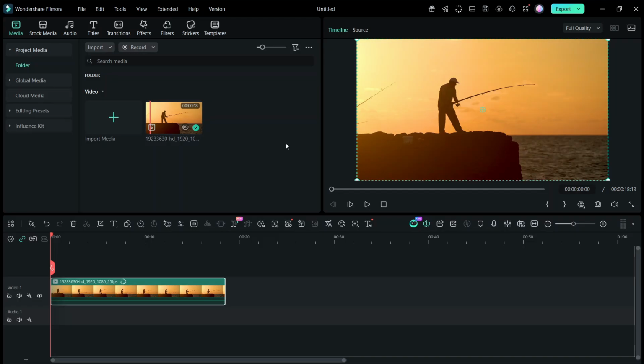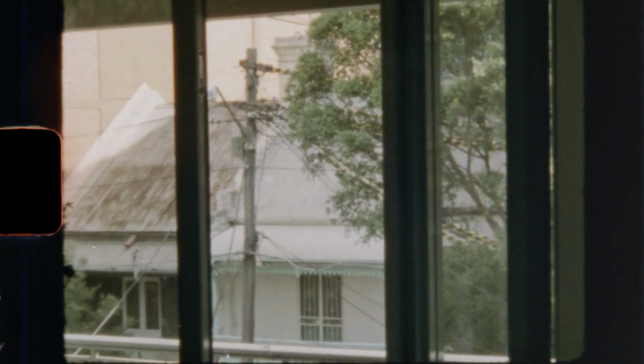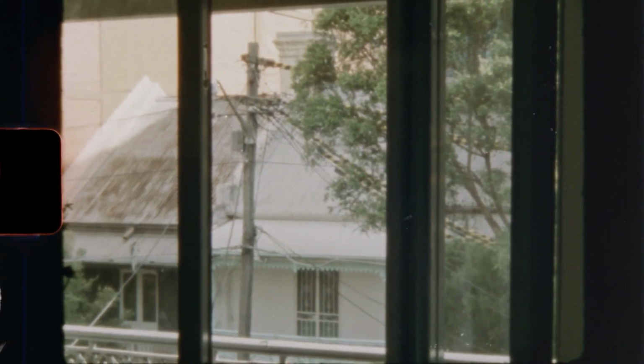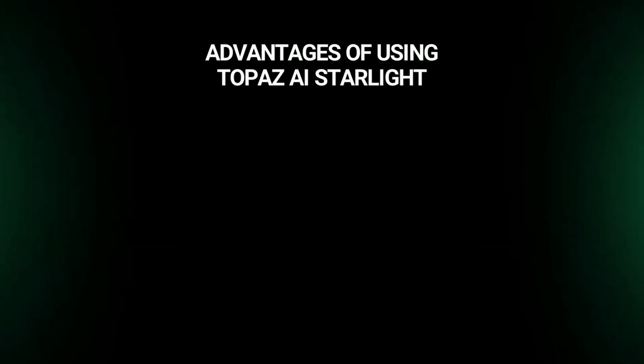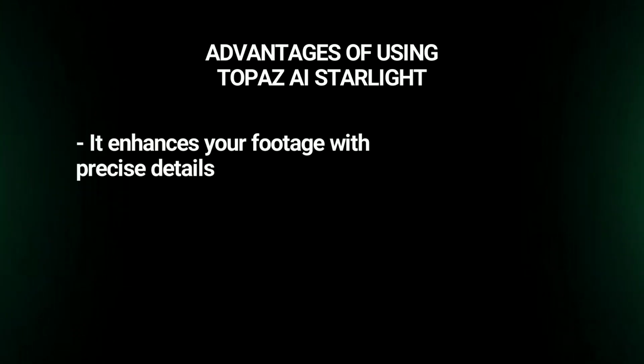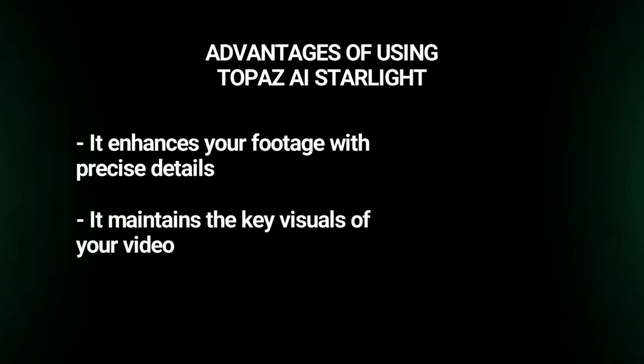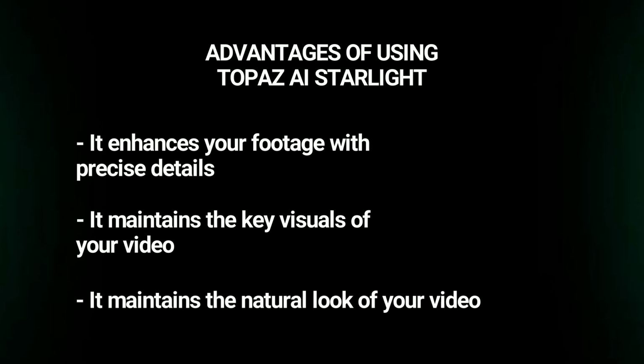Now, why should you use Topaz AI? Topaz AI becomes very useful when you are dealing with old videos, blurry videos, or generally footages that are of low quality. Or better still, if your footage is even high quality but you want to scale it up a bit more, you can use Topaz AI Starlight. The advantages to using Topaz AI are numerous. It enhances your footages with precise details, and even much better, it does all of this while maintaining the key visuals of your video, and it maintains the natural look of your video.